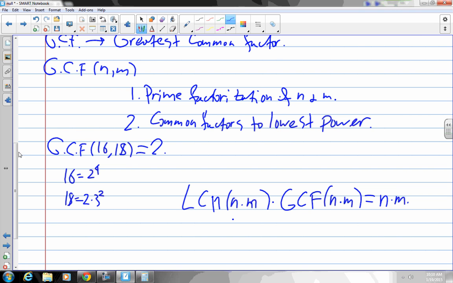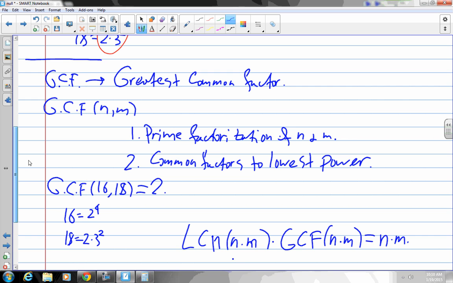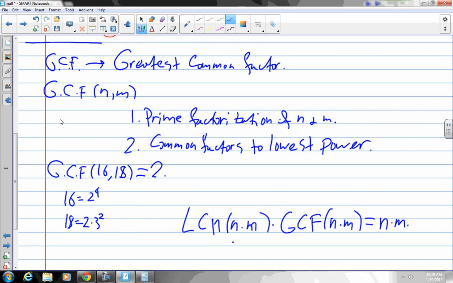All right. So I think there are some LCM and GCF questions on this first homework. And the last thing I need to talk about is factorization. Wow, it's hard to read what I'm writing here.